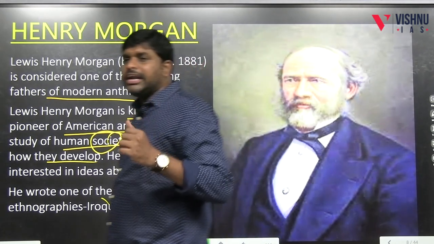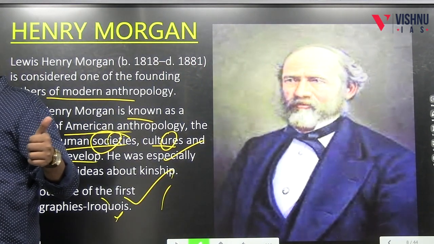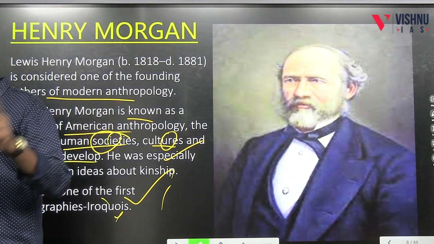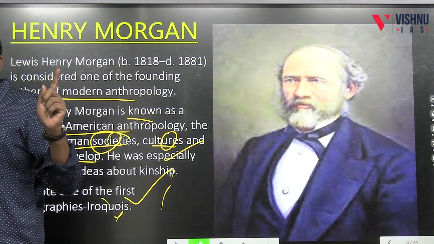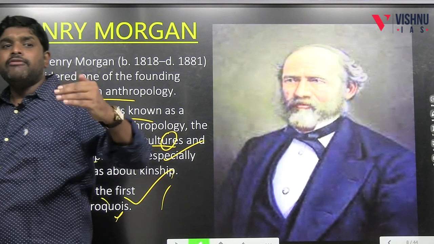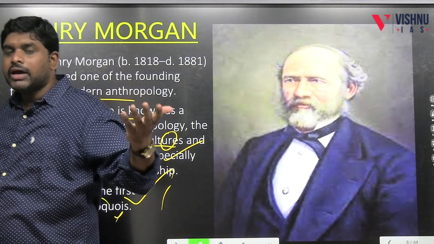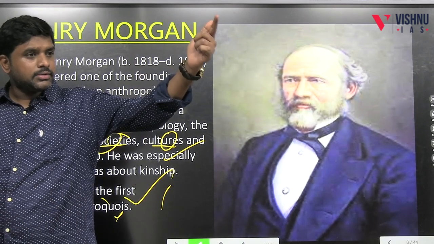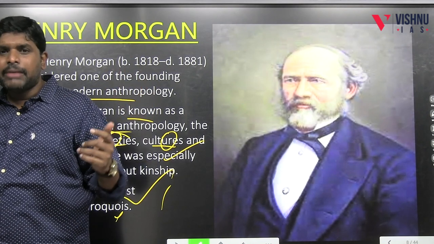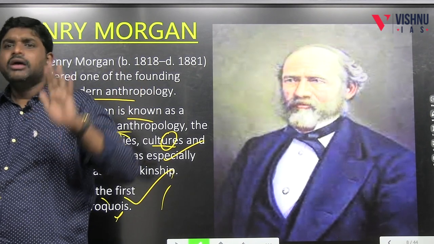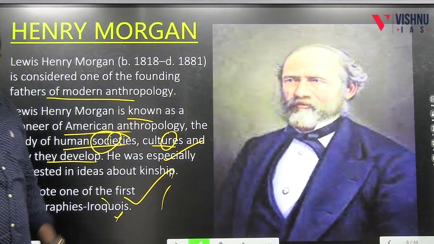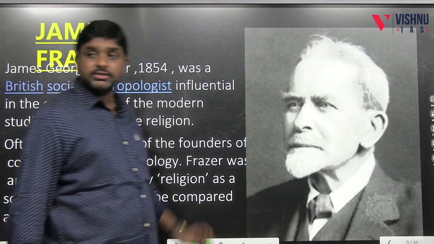About Henry Morgan, number one, an American anthropologist, a pioneer of American anthropology. He is very famous for studying what? Kinships. E.B. Taylor is very famous for studying what? Religion. He also discussed the evolution of societies, the evolution of culture. For example, savagery, barbarism, civilization. Savagery means ruthless, naked, like animals. Then barbarism, clothes, but a little bit barbaric. Civilized, we people. So there are stages of the evolution of man. He is Henry Morgan. Then James Fraser, the third person.